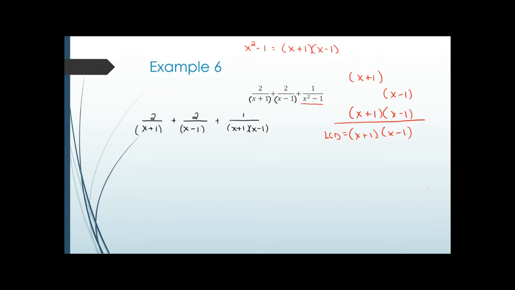So the first fraction, I have x minus 1. I don't have the x minus 1, so I need to multiply that one by x minus 1, and I need to also do that on the top. The second fraction has x minus 1, but it doesn't have x plus 1, so I need to multiply that one by x plus 1 on the top and the bottom. And then the third fraction has our denominator, so we don't have to do anything to that third fraction.